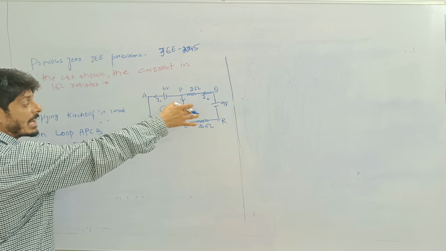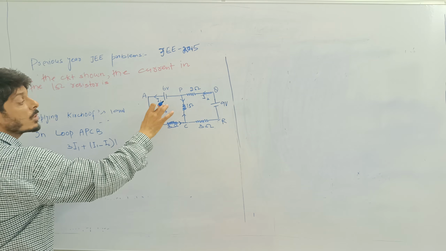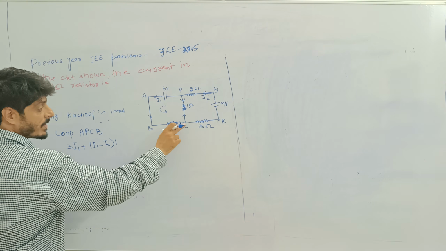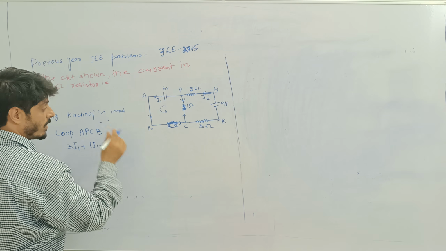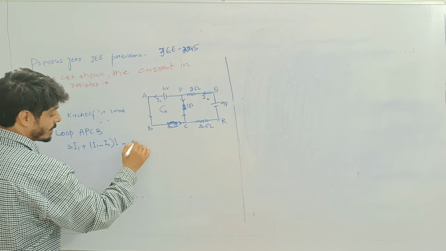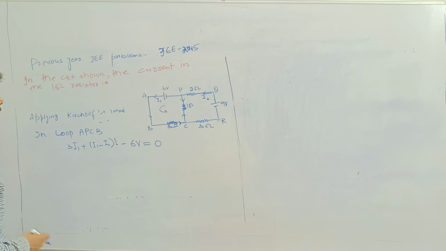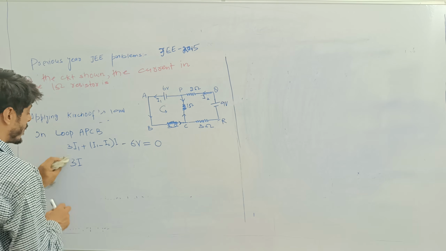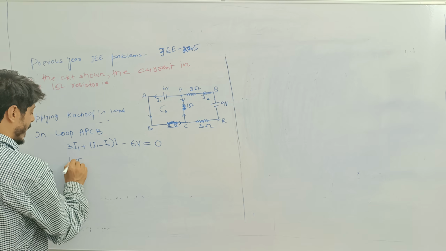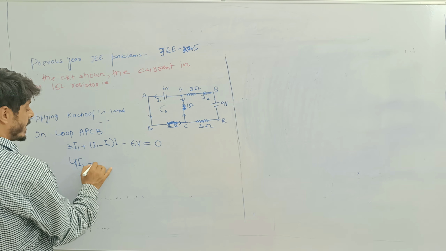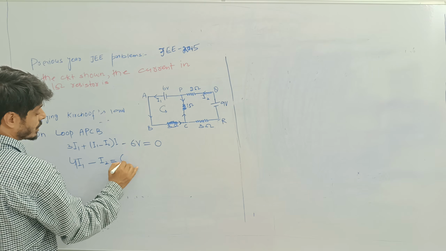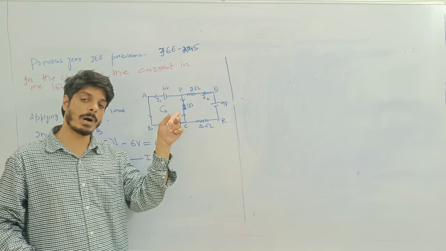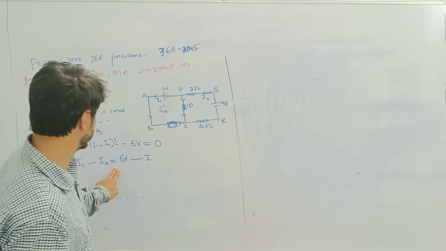So the potential across the 1 omega resistance, while applying the loop law in the first loop, is (I1 minus I2) into 1 omega, minus the 6 volt battery, equal to 0. After that, 3I1 plus I1 minus I2, that is 4I1 minus I2, is equal to 6 volt. That is the first equation. The first loop after applying Kirchhoff's law gives this equation.